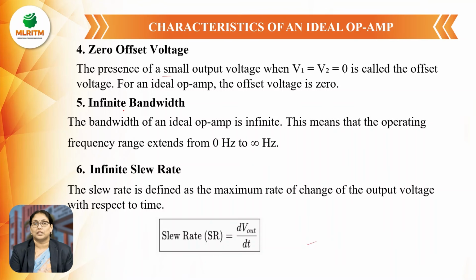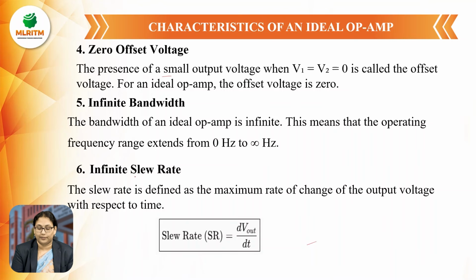For an ideal operational amplifier, the offset voltage is 0. Fifth one, infinite bandwidth. The bandwidth of an operational amplifier is infinite. In the ideal condition, bandwidth is infinity. This means that the operating frequency extends from 0 Hz to infinity.